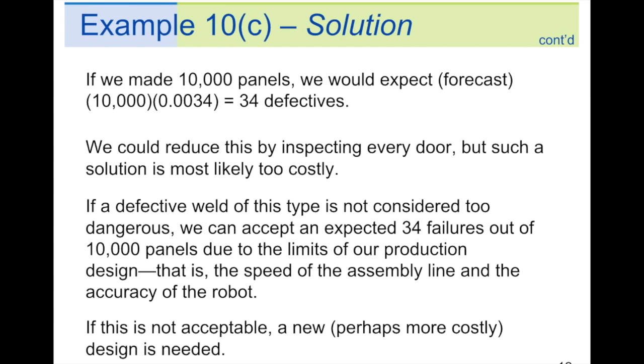If we made 10,000 panels, we would expect, or forecast, 34 defectives, because we take 10,000 multiplied by the probability of defectives. So we would expect 34 defectives if we made 10,000 panels.